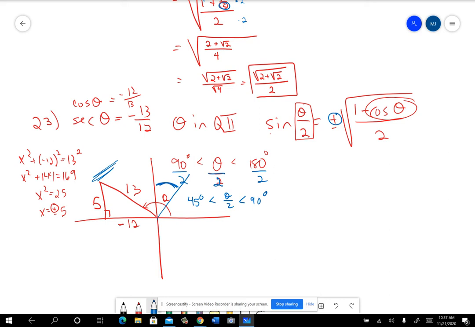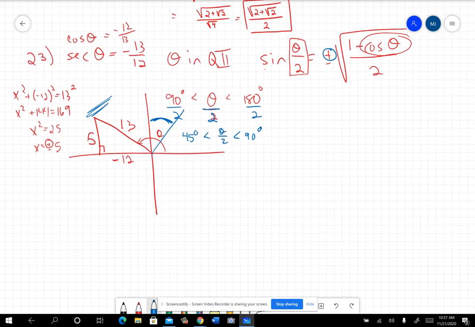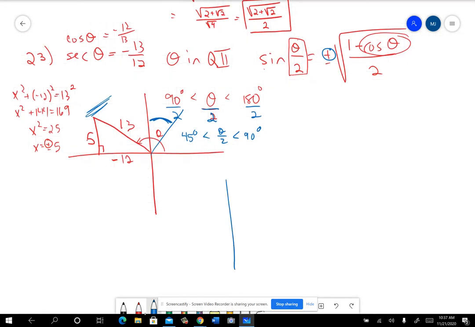And so I wanted to share with you how you make that decision. So for instance, say the angle had been down here. So this is a what if, this isn't the actual problem. What if they told me that theta was in quadrant 3, then I'd be down here.